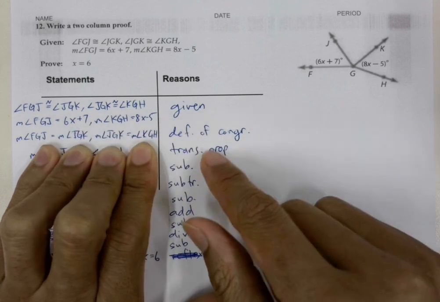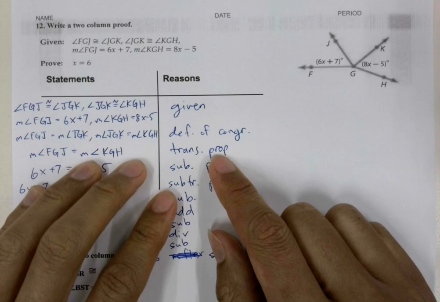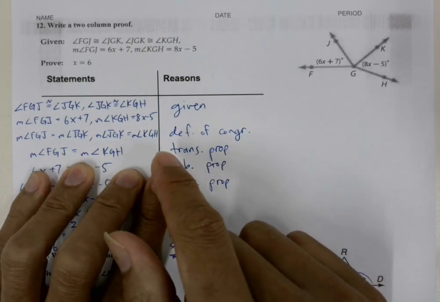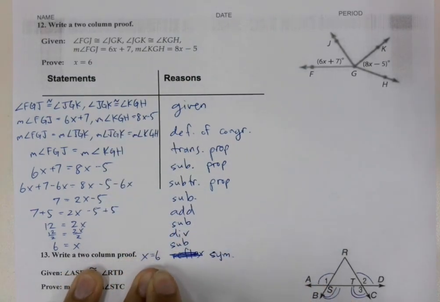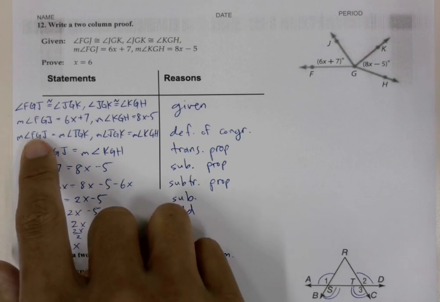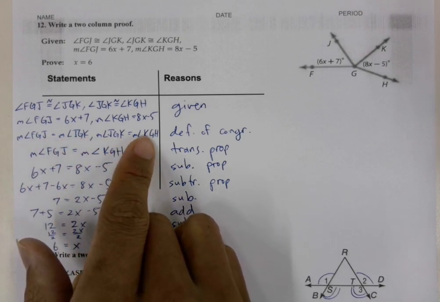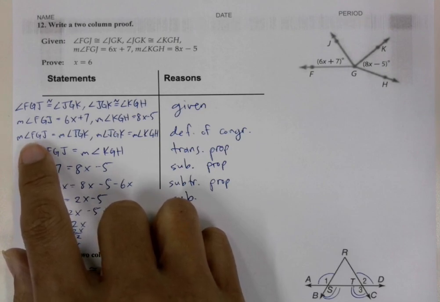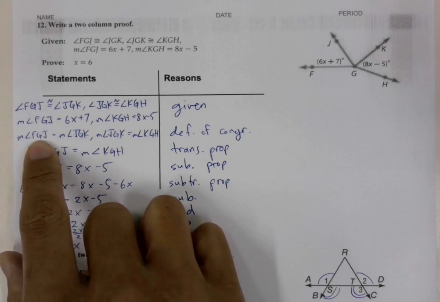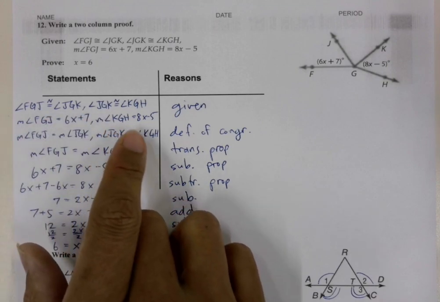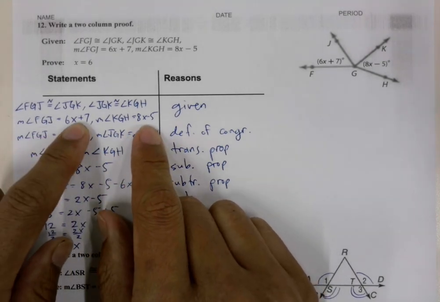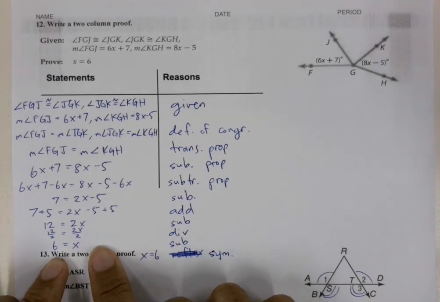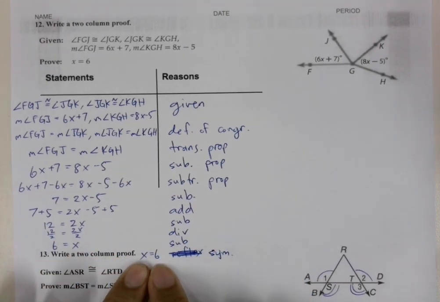Now that we're here, we can go ahead and apply all of our algebraic properties to justify our steps, which get us to x is equal to 6, right? And so you can see here that once we have the measures are equal, then we can use the transitive property, right, to say that measure of FGJ is equal to the measure of KGH. And now that we're here, right, we can substitute in our two expressions, do the math, and we get our x is equal to 6 using the symmetric property.